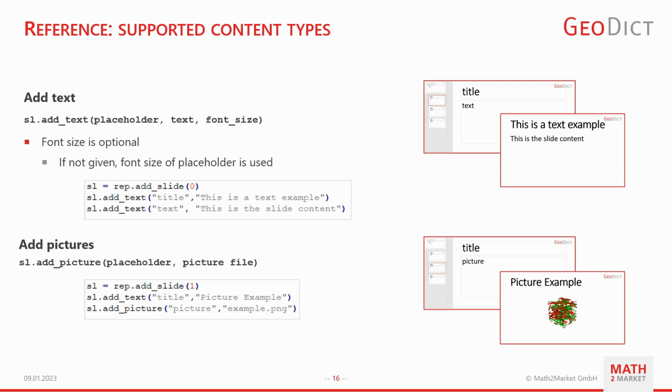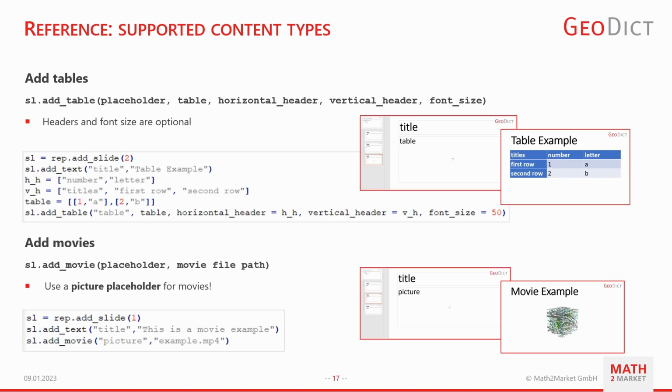Add picture we have seen too. Here you give a placeholder name and the picture file, and the placeholder will be replaced by the picture file with the name from the disk. We have already seen table as well. You specify the placeholder and the table data. This is the list of rows, whereas each row is a list again. So you have a list of rows which basically consists of the elements in this row.